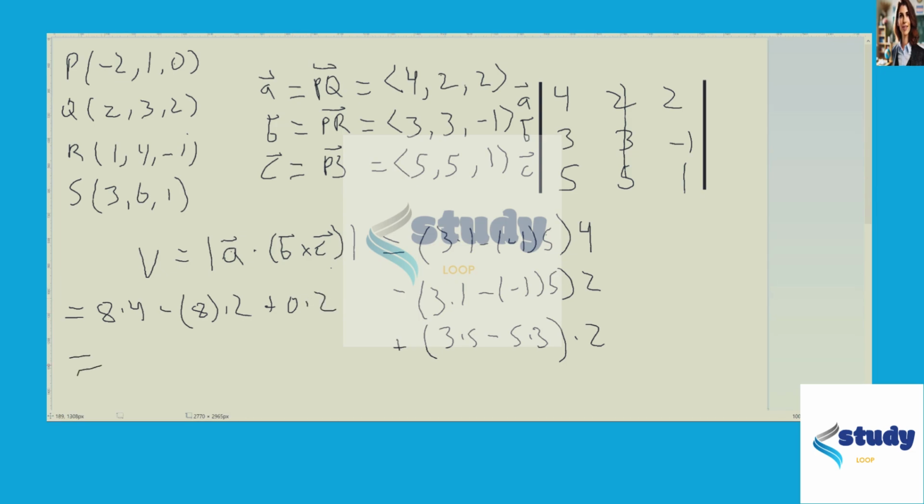Adding this all together, we're looking at 32 minus 16 plus 0 is 16 units cubed using the triple product method.